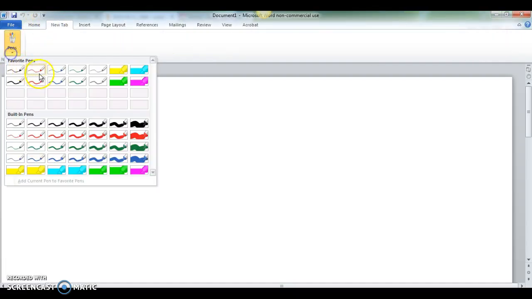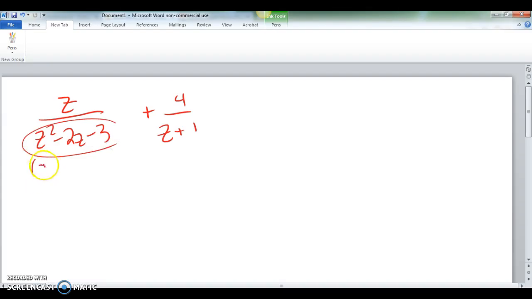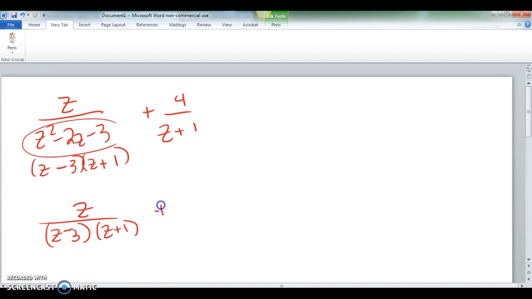All right, so in the first problem, we have z over z squared minus 2z minus 3 plus 4 over z plus 1. So we're going to factor this. This factors into negative 3 and positive 1. Negative 3 times 1 is negative 3, negative 3 plus 1 is negative 2. So we have z over (z minus 3)(z plus 1), plus 4 over z plus 1.